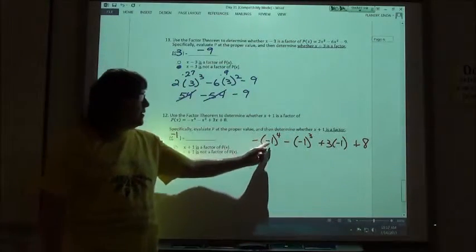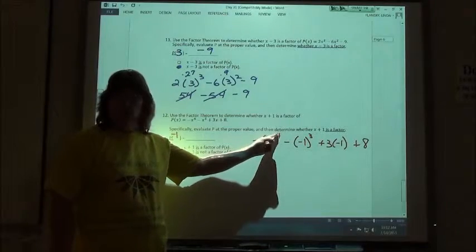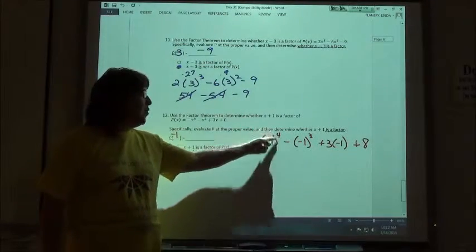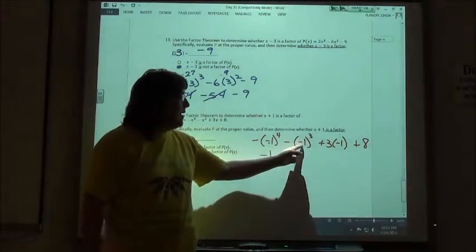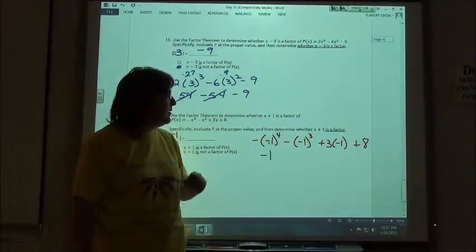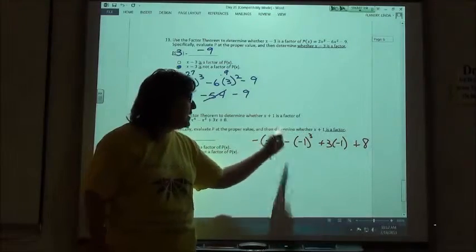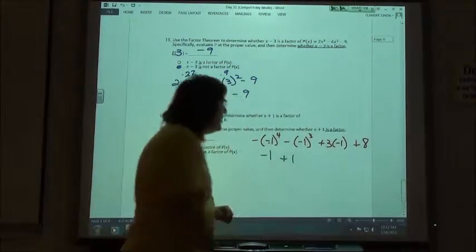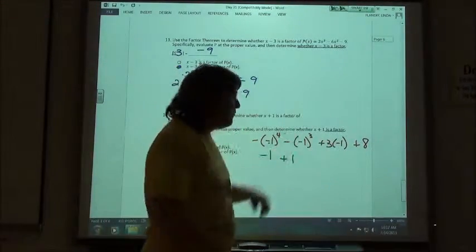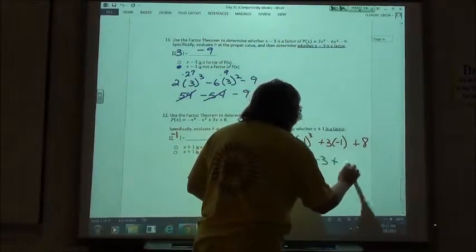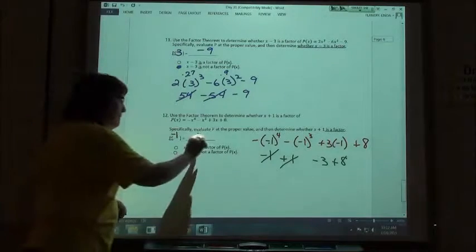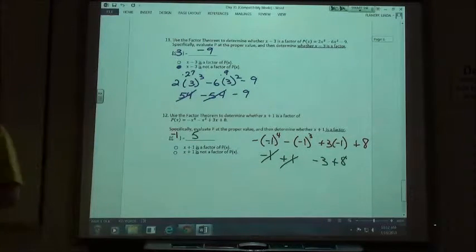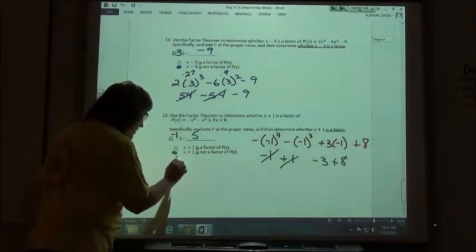So, negative 1 to the 4th is 1, but there's a negative in front, so we're going to make that negative 1. Negative 1 to the 3rd is negative 1, times negative 1 makes that a plus 1. 3 times negative 1. So, when we do our adding and subtracting, we get a 5, right? Is it a factor? No, it is not a factor because we didn't get 0.